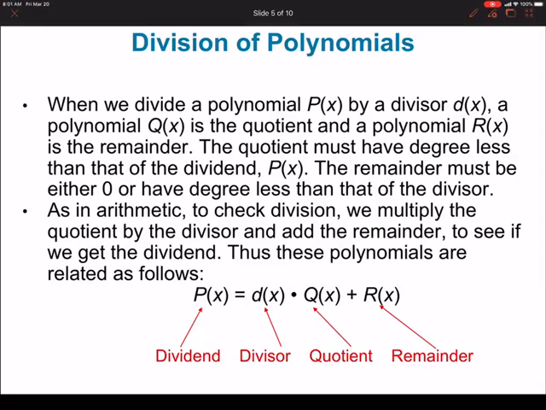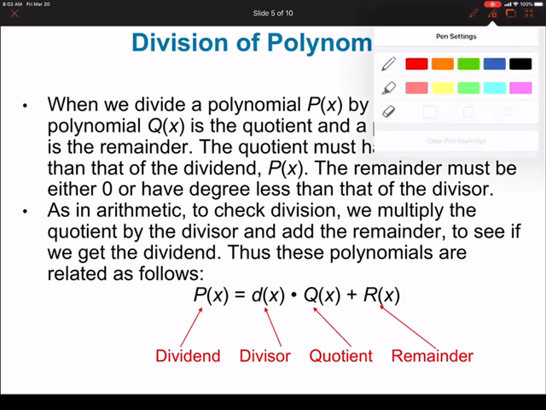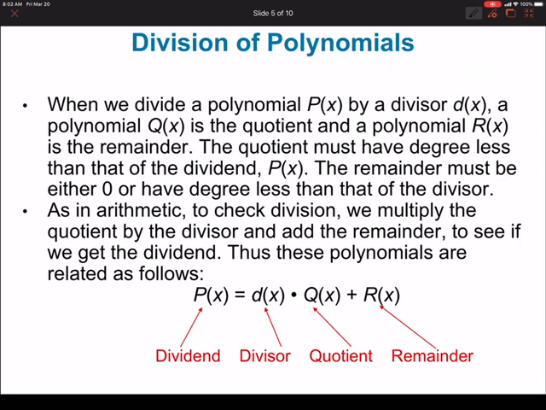All right, we're going to continue our topic of polynomial division. So here, as you read through, it talks about our polynomial division statement. We know when we divide with polynomials, we can check our division. So we know our dividend, which is what we're dividing into, is always equal to our divisor times our quotient plus our remainder.